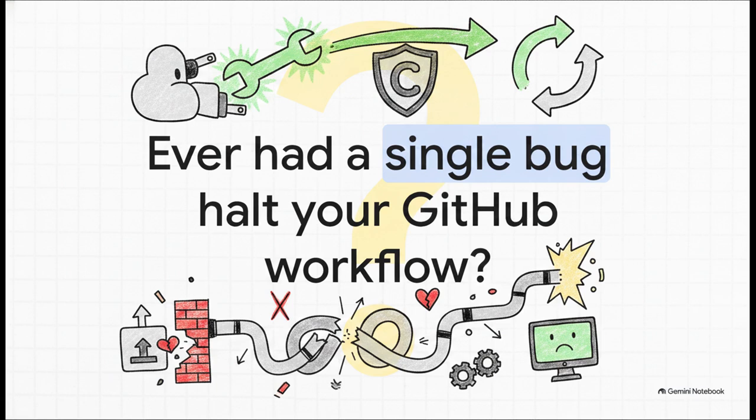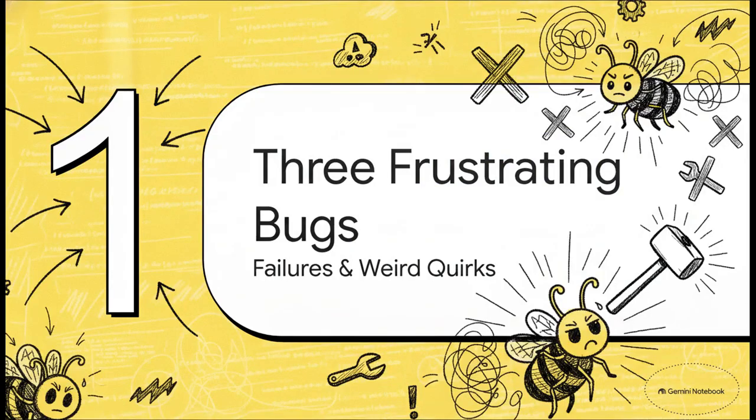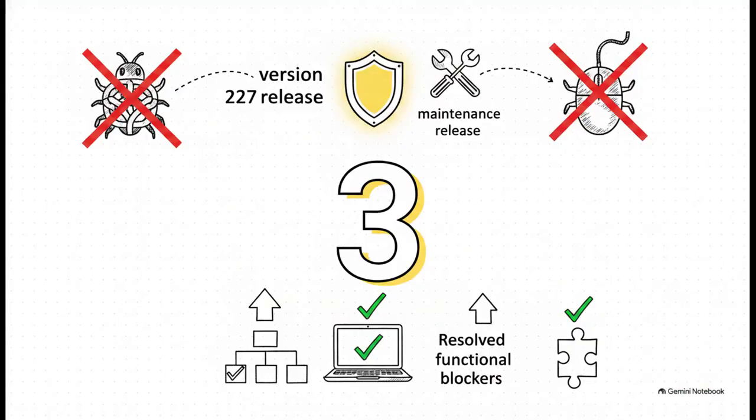Well, this explainer is going to serve as the immediate solution to those exact frustrations. We're looking at this specific version update as essentially a rescue operation for your broken pipeline's installed interfaces. Okay, moving right into section 1, squashing 3 frustrating bugs. We're talking hard failures and weird quirks here. All right, let's dive straight into this.